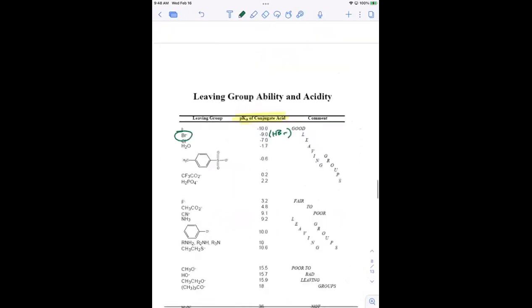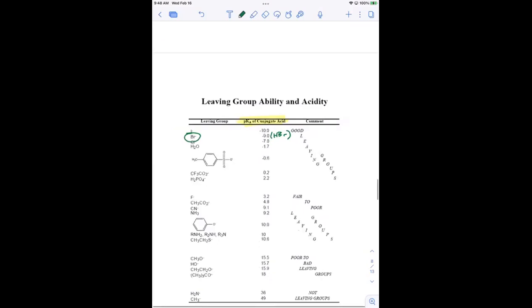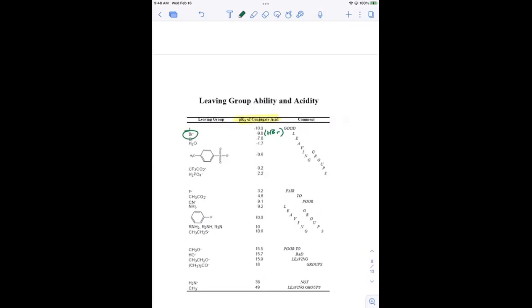So the conjugate acid is the leaving group plus a proton, right? Whatever that leaving group is, you put a proton on the atom that has the negative charge. So this is how you determine leaving group ability. You look at the conjugate acid of the leaving group and look at its pKa.